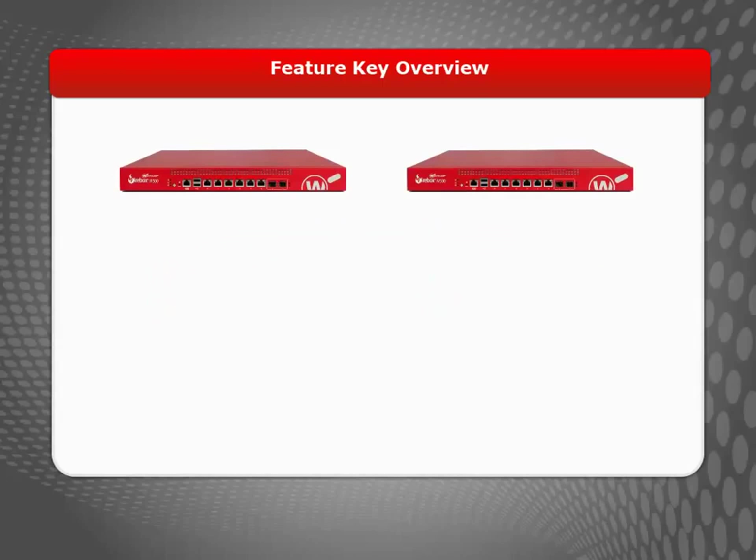There are two ways you can update or install the latest feature key on your Firebox. If your Firebox has Internet access, you can use Firebox System Manager to trigger the device to synchronize the feature key. You can also do this in the Web UI, which is explained in the Retrieve and Install a Feature Key using the Web UI video tutorial. I'll include a link to that video at the end of this one.